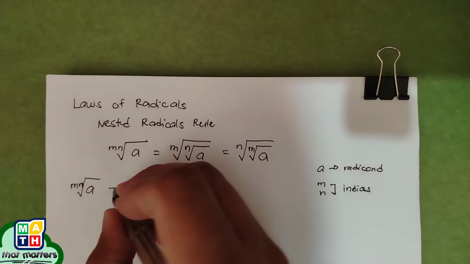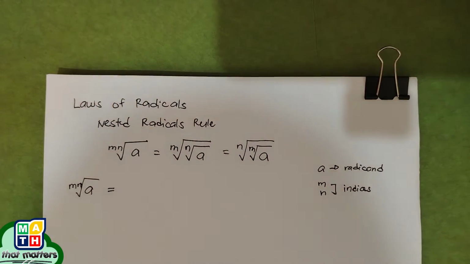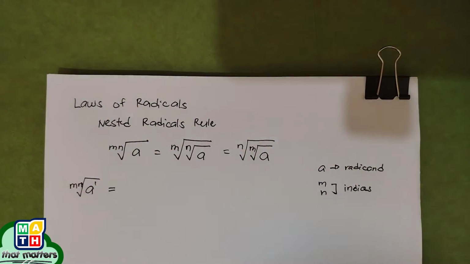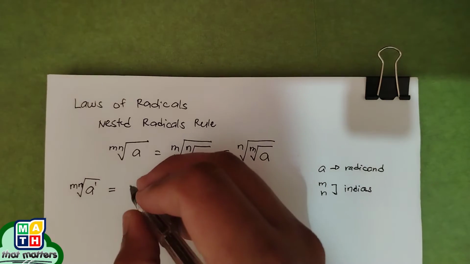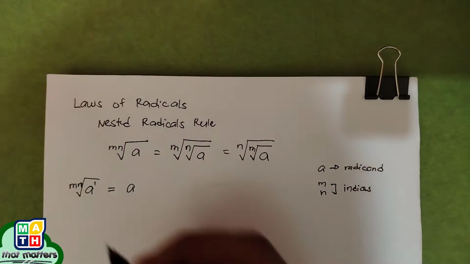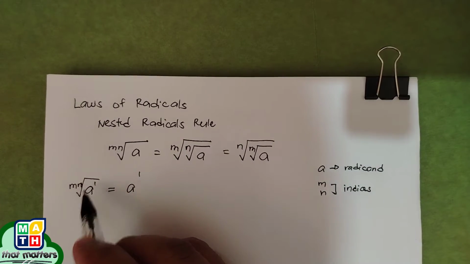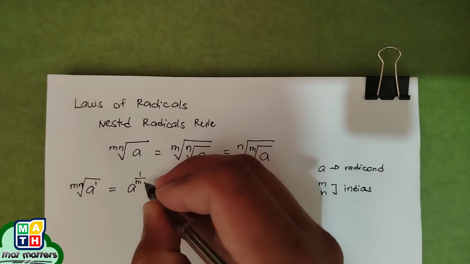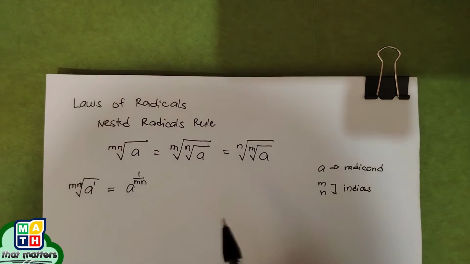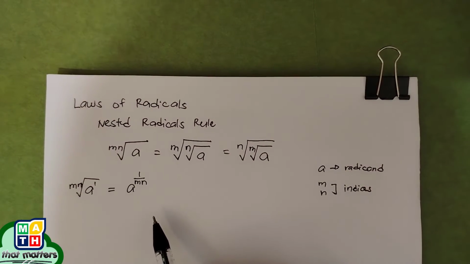Now, if we have something like this, take note that we have that transformation of a radical expression into an expression with fractional exponent. Take note that this has an exponent of 1. That would mean we can rewrite this as a to the power of a fractional exponent where the exponent of 1 becomes your numerator, and this mn is actually your denominator. Okay, so just like that. This is a transformation from a radical expression into an expression with fractional exponent.